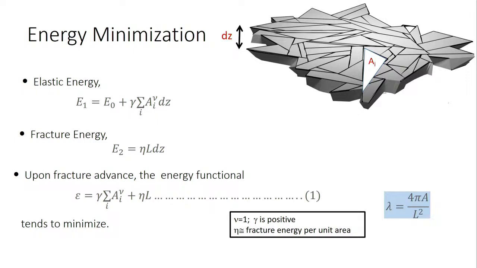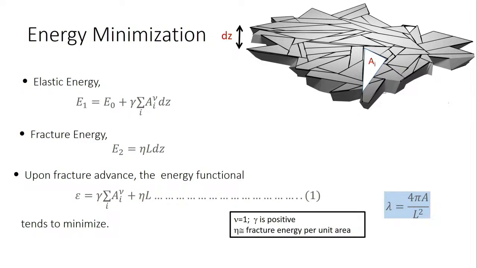So we take a little section of it and assume that it is moving, penetrating a distance dz in time dt. So what could be the total energy contribution? We say that there is an elastic energy, and E0 here is everything else apart from elastic energy and fracture energy. There could be other contributions to energy, so let's call that E0. This is elastic energy. You can see that this is the volume of any particular PED, where dz is the depth of it, and therefore gamma is elastic energy per unit volume.